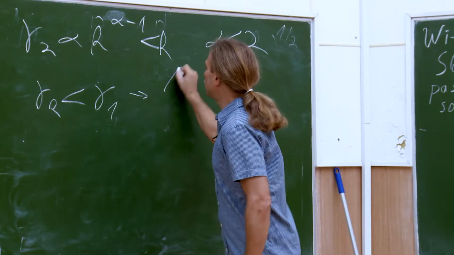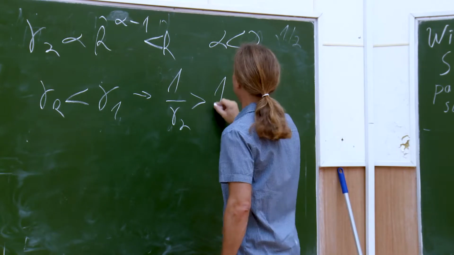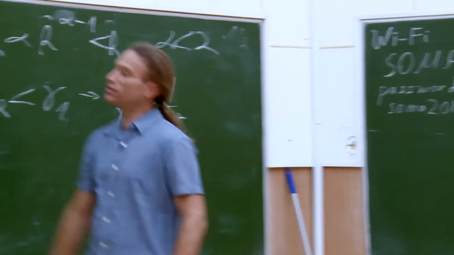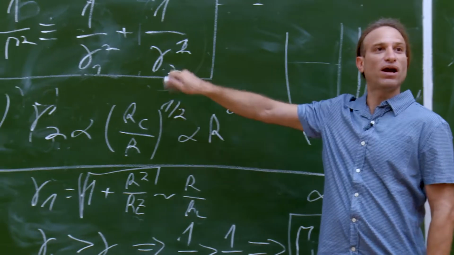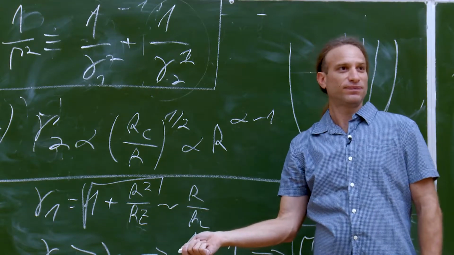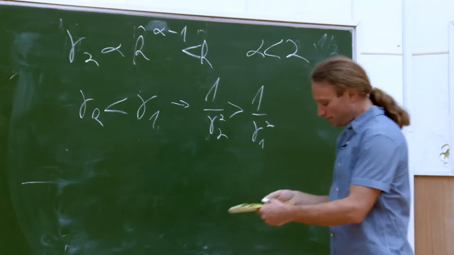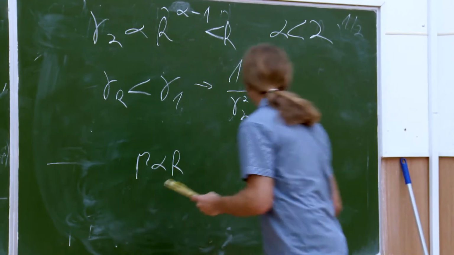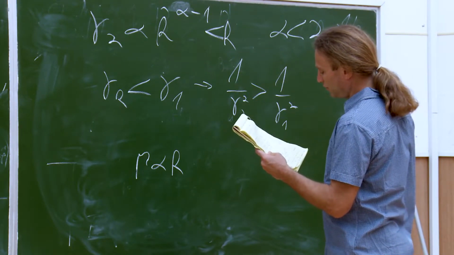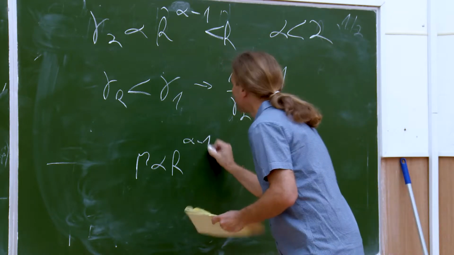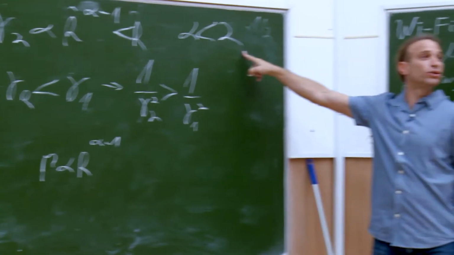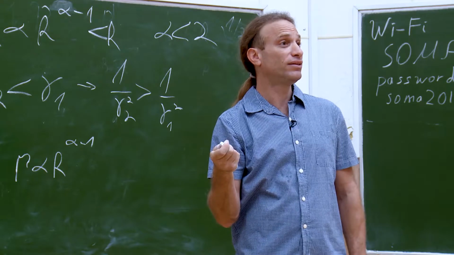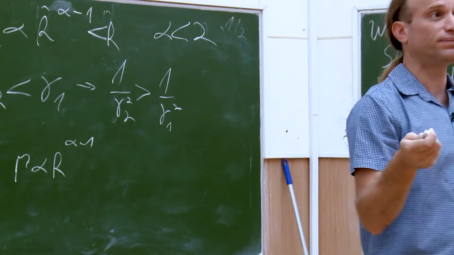And this means that 1 over gamma 2 is larger than 1 over gamma 1 squared. And this means that this term wins. So we are in the second acceleration regime. And in the second acceleration regime, gamma is proportional to r to the power of alpha minus 1. But since alpha is smaller than 2, this quantity develops slower than linearly. So the acceleration is less efficient.